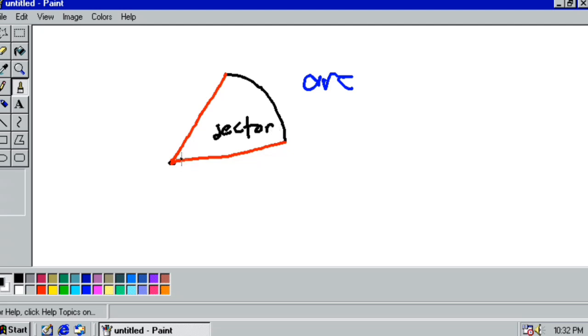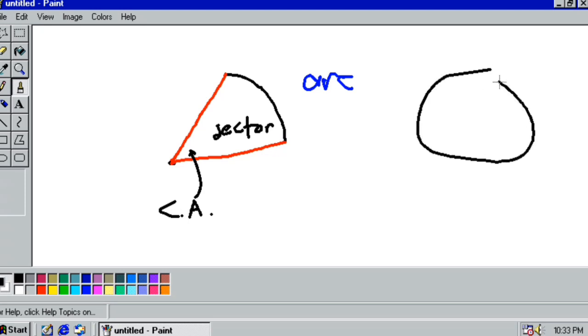And this is the central angle. Let's put it CA for short. Central angle. We note that the degree measure of an arc is the same as the degree measure of the central angle formed by two radii. There are 360 degrees in a circle. So when we make a circle, that makes a full 360 degrees.